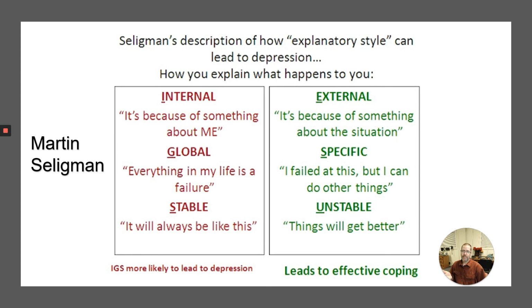Martin Seligman, his description on how explanatory style can lead to depression, how you explain what happens to you, in other words. Explanatory style, what is that? How you explain yourself, right? So internal and external. It's because of something about me. That's internal. Global, everything in my life is a failure. Wow. Oof, that's a brutal assessment of your life.